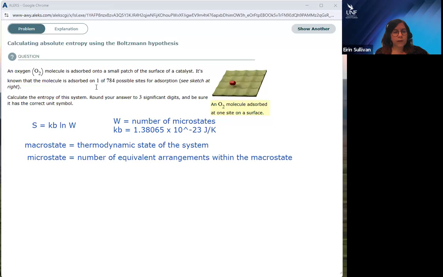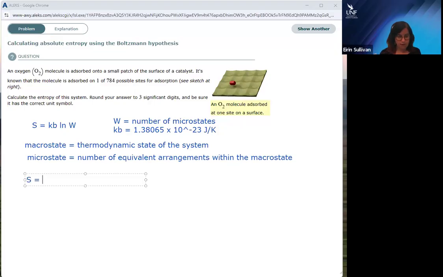We're told that the oxygen molecule is adsorbed onto one of 784 possible sites. So if those sites are all equivalent, the macrostate would be an oxygen molecule is adsorbed onto the surface, and the microstates would be what specific site the oxygen molecule would be adsorbed onto, and all those sites are equivalent. So there are 784 equivalent ways that that system can be in order to equate to the macrostate of the molecule on the surface. So that's 784 microstates. So we can just substitute straight in.